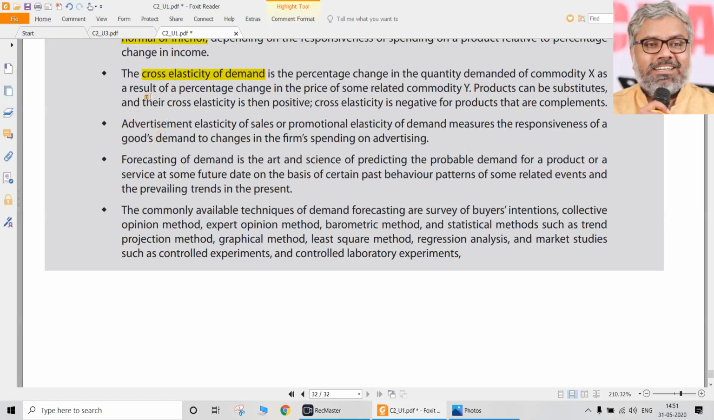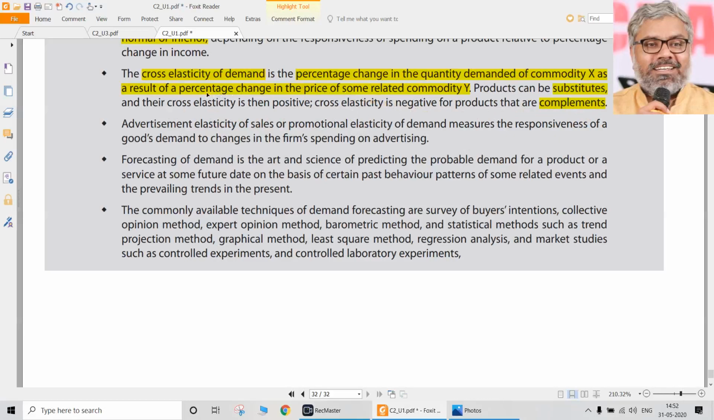Cross itself tells us we are talking about two different things. Cross elasticity of demand measures the percentage change in the quantity demanded or demand of a commodity as a result of the percentage change in the price of some related commodity. So what is changing here? The price of a related commodity is changing. And what is it having an impact on? It is having an impact on the quantity demanded of the original commodity X. So we can call the original commodity X and the related commodity Y. And that related commodity also has two categories: it can be either a substitute or a complement.